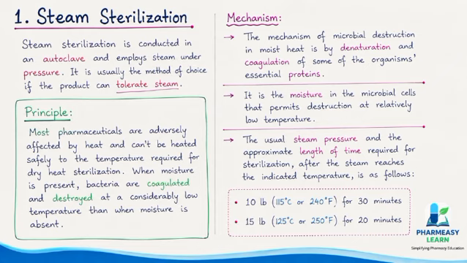Steam sterilization uses moist heat, usually in an autoclave where the steam is applied under pressure. The presence of moisture makes microorganisms more susceptible to heat, resulting in the destruction of essential cellular components. Steam sterilization is commonly used for materials that can tolerate heat and moisture. The important advantage of this method is that it is effective, reliable, and widely used in pharmaceutical and healthcare settings. However, it is not suitable for products that are damaged by heat or moisture.